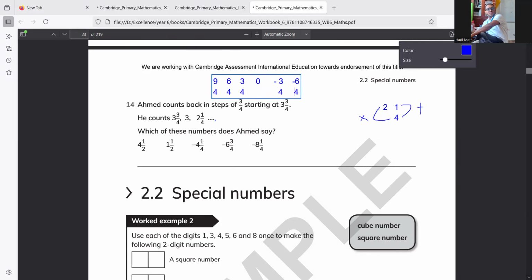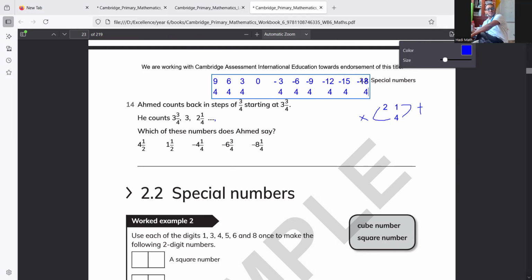Then you subtract again 3 over 4, and it is going to give you negative 9 over 4. You subtract again, it's going to be negative what? Negative 12 over 4. And you can keep going like that forever. Then after negative 12, you have negative 15 over 4. Then you can go and say negative 18 over 4.